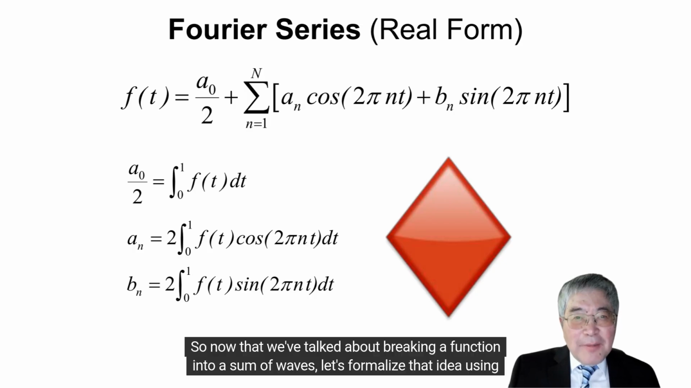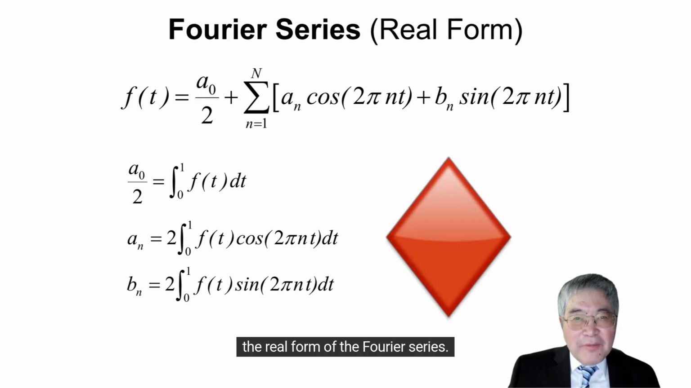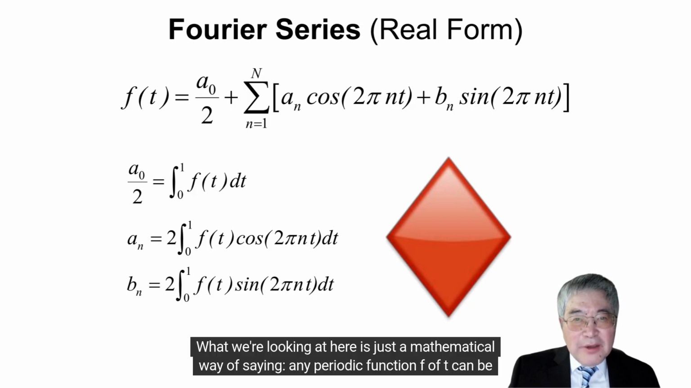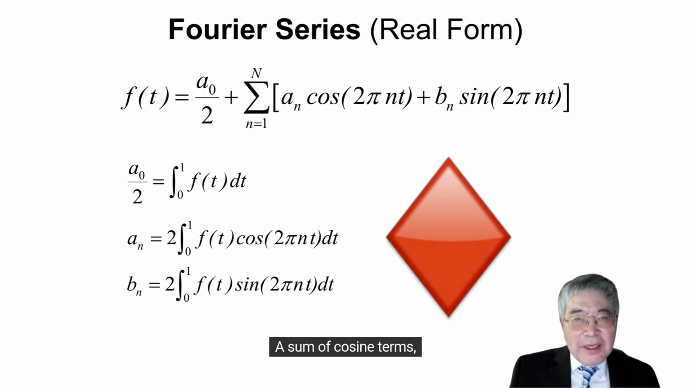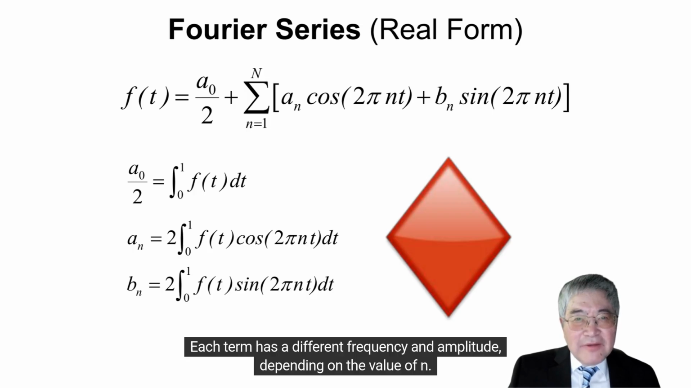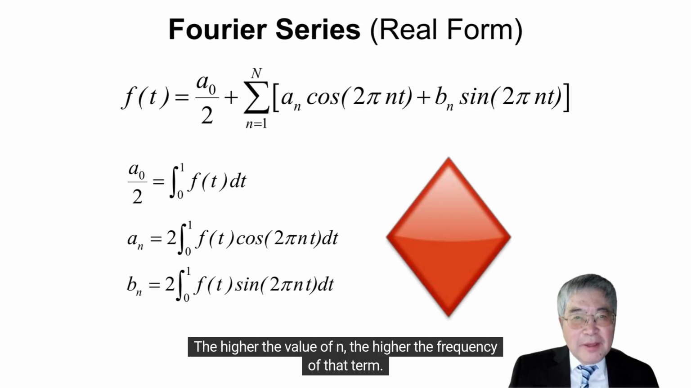So now that we've talked about breaking a function into a sum of waves, let's formalize that idea using the real form of the Fourier series. What we're looking at here is just a mathematical way of saying any periodic function f of t can be written as a combination of three types of components: a constant term called the DC component, a sum of cosine terms, and a sum of sine terms. Each term has a different frequency and amplitude depending on the value of n. The higher the value of n, the higher the frequency of that term.